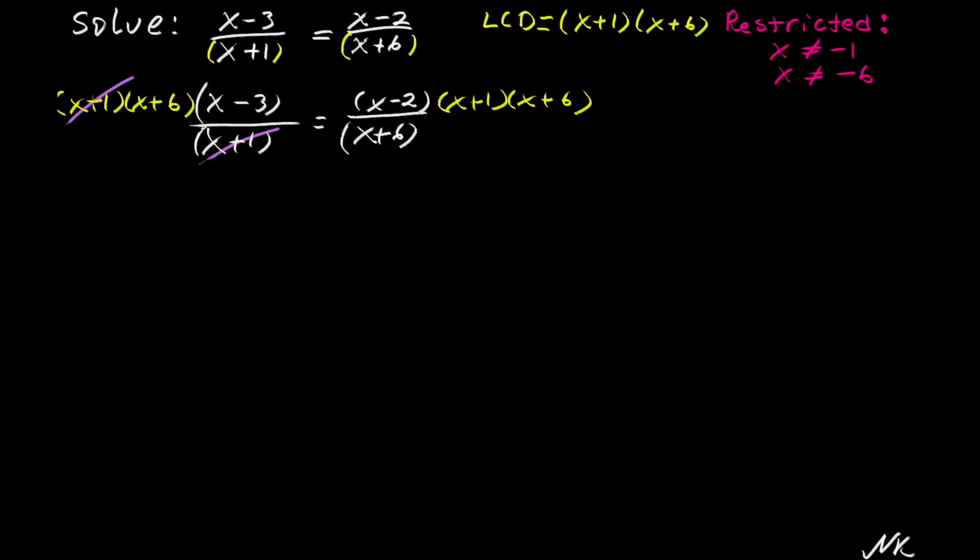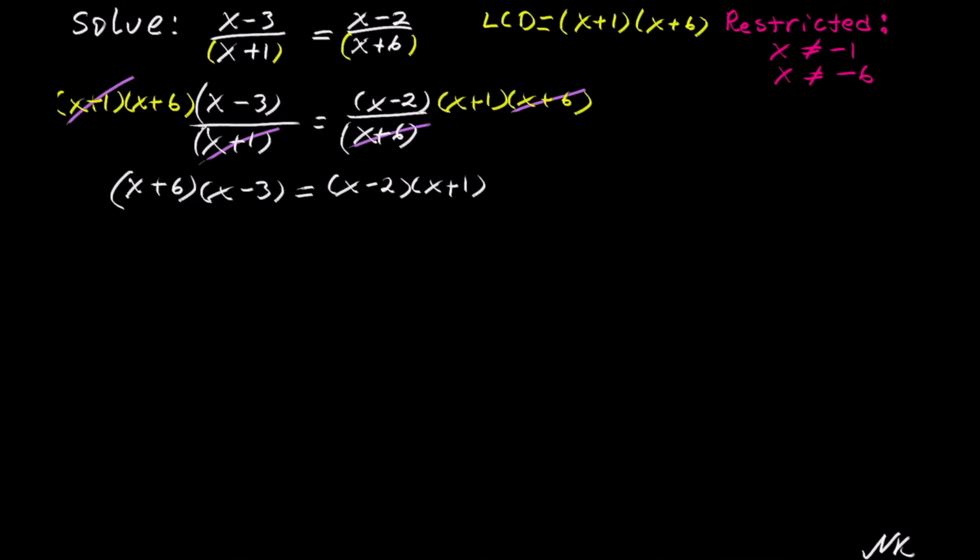And on the right we have (x minus 2) times (x plus 1) times (x plus 6) out of (x plus 6). The factors of x plus 6 out of x plus 6 will cancel out as well, and this will give us (x plus 6) times (x minus 3) is equal to (x minus 2) times (x plus 1). Let's multiply through and solve for x.